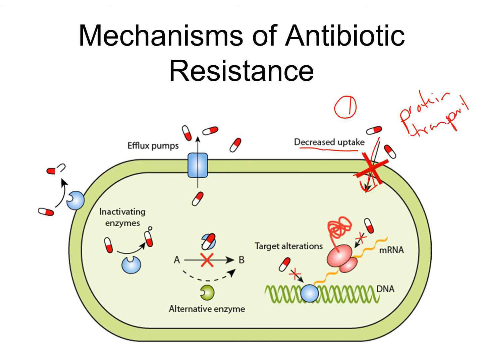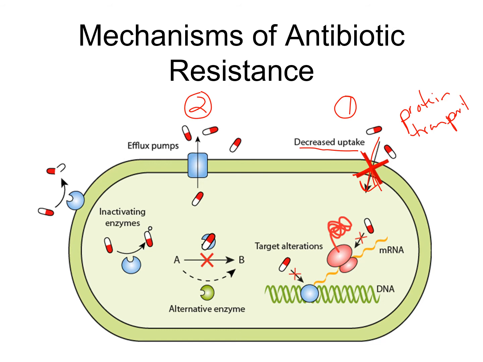And this could be due to the production of different protein transport molecules. So some antibiotics are allowed passage into the cell by different protein transport molecules. And if those molecules change shape, that will prevent the antibiotic from entering into the cell and having its effect inside the cell.